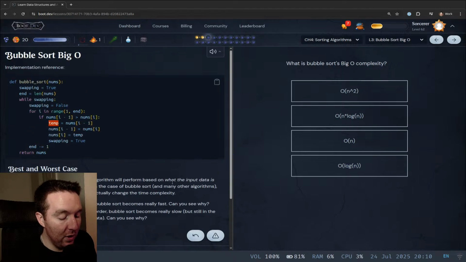Yes, because if it's already sorted, well then, every time it only needs to loop through once, basically. If everything is wrong, it needs to loop through everything in order of magnitude to be able to get it. So what is bubble sort's big O complexity?